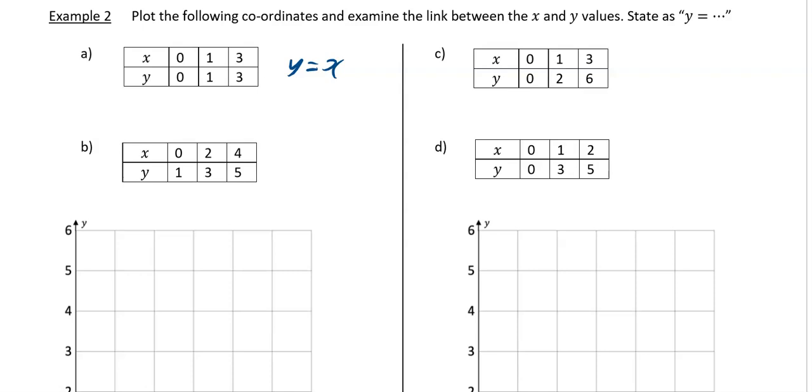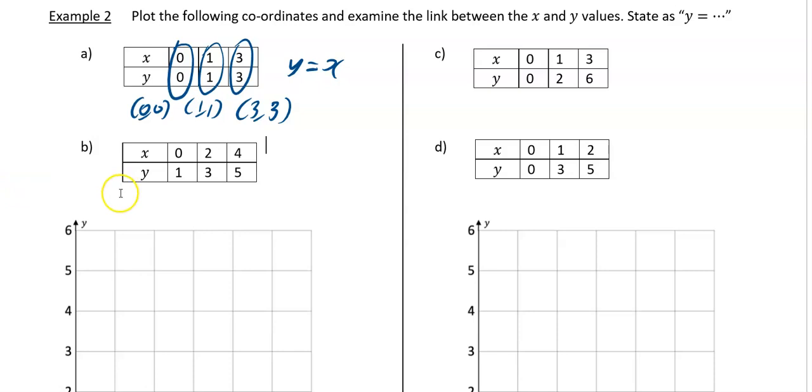Right, we're going to use those points that we've been given. So really what you've been given here is 3 coordinates. You've been given (0, 0), (1, 1), and (3, 3). So I'm just going to write those in coordinate form. And so they're the 3 points that we want to plot on this graph down below.